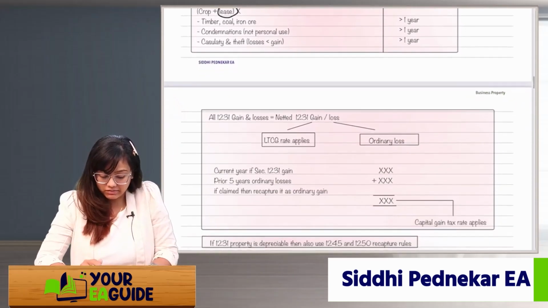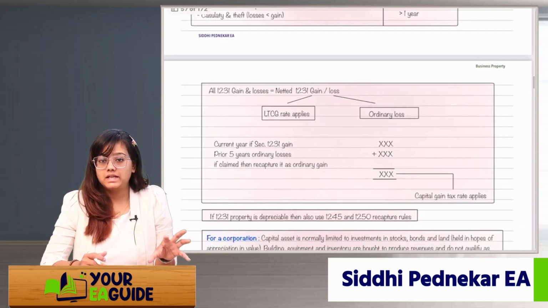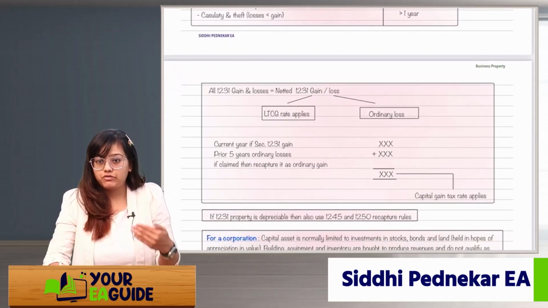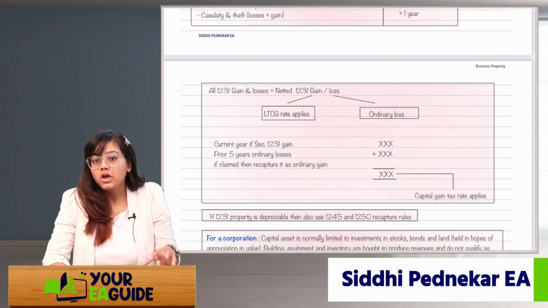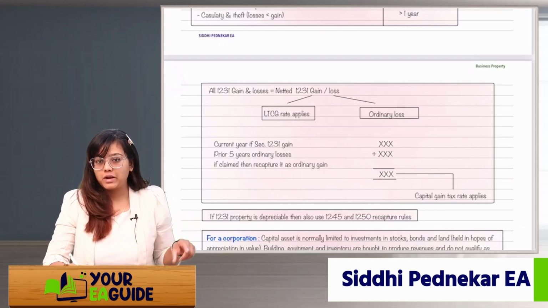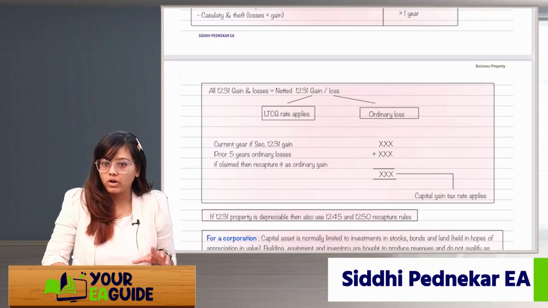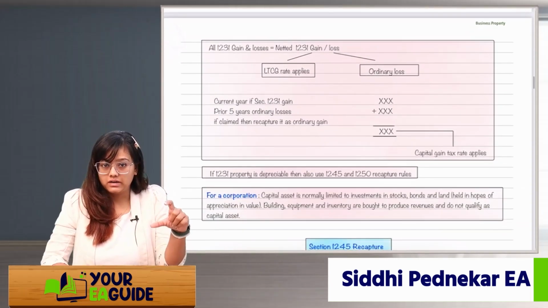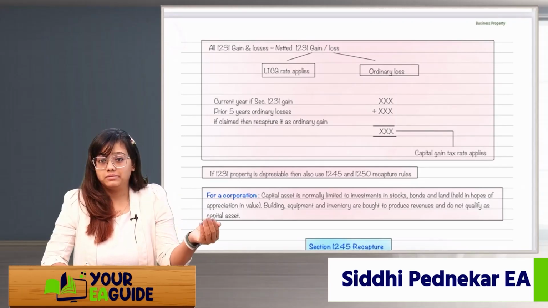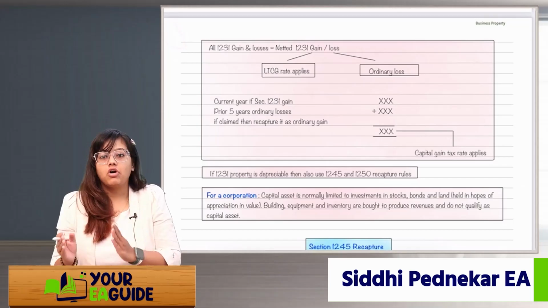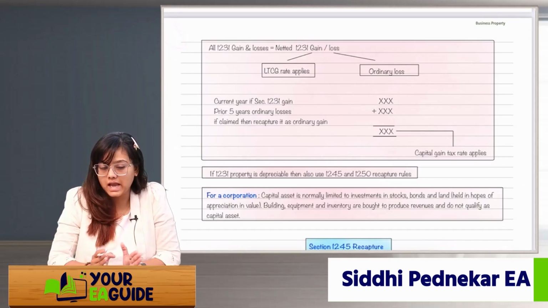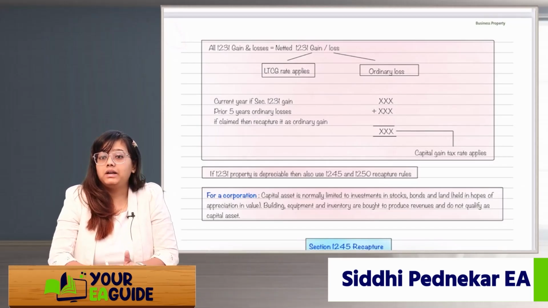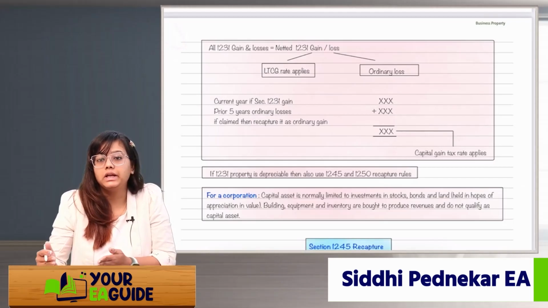In case of 1231 property, all the gains and losses will be netted off. For example, if you have sold 5 properties, all the gains and losses of those 5 properties will be taken as an overall. It will be netted off. Once the netting off is done, whatever is your gain will be considered as a capital gain. But if it's a loss, we'll not call it a capital loss and carry it forward, but it will be called an ordinary loss.